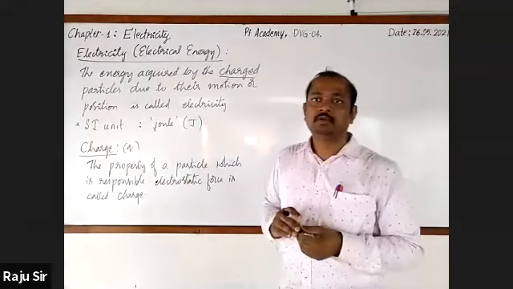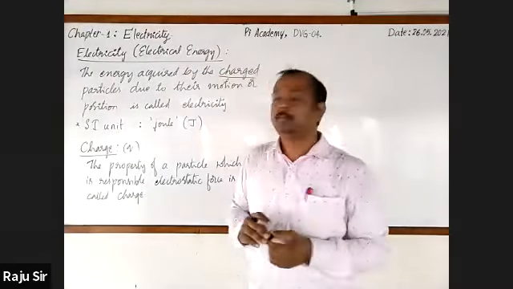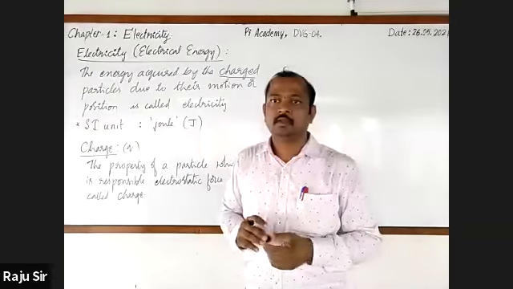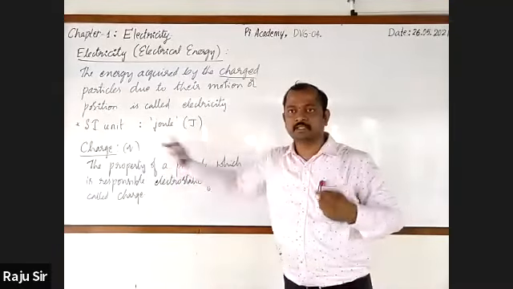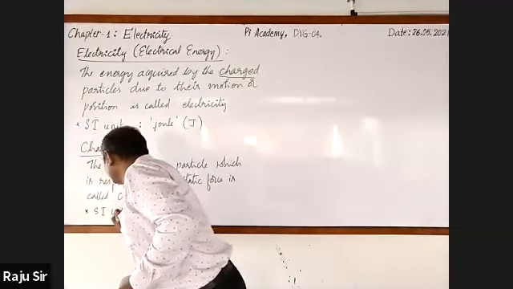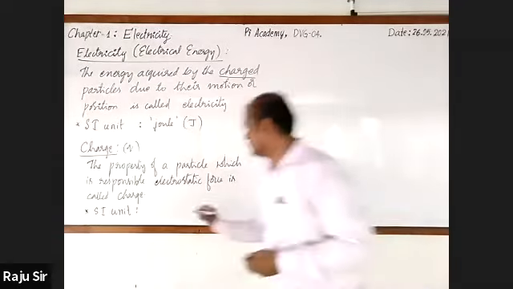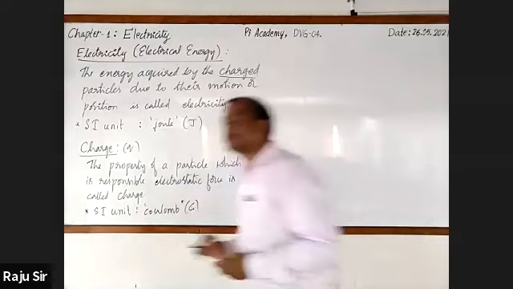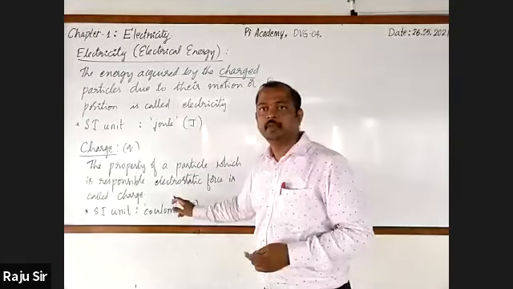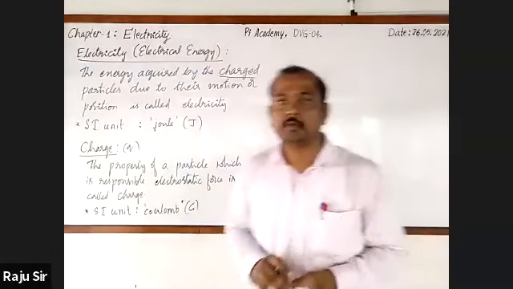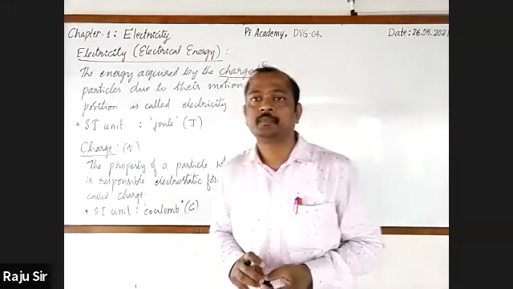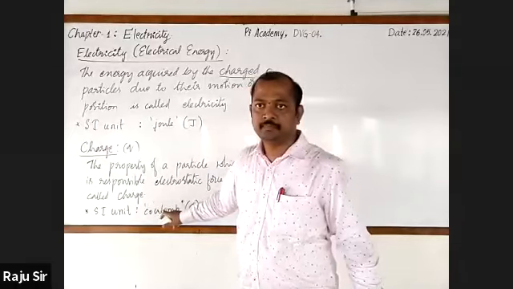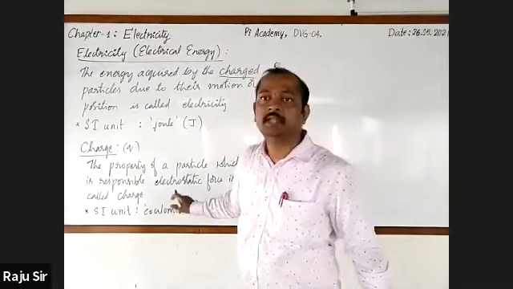So, as it can be measured, do you know the unit that we use for measuring the charge? Yes, coulomb. Not volts. Coulomb is the SI unit of charge. You may write it. SI unit of charge is coulomb. The spelling is C-O-U-L-O-M-B. In bracket, you may write its symbolic representation, that is C.